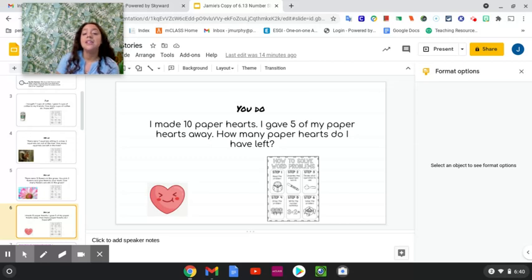I made 10 paper hearts. I gave 5 of my paper hearts away. How many paper hearts do I have left? So this is a new problem for you to try. All right, I had 10 paper hearts. I gave 5 of them away. How many hearts do I have left?